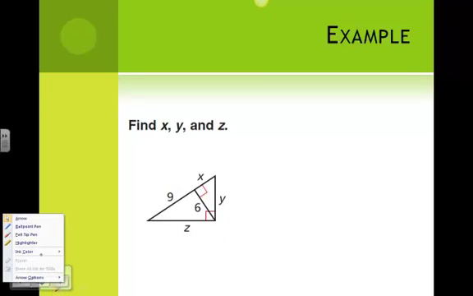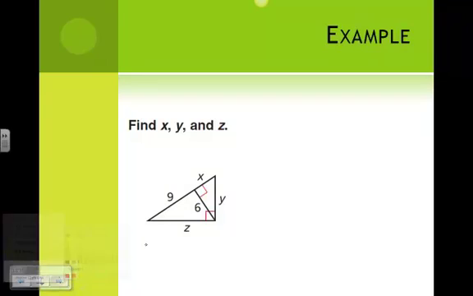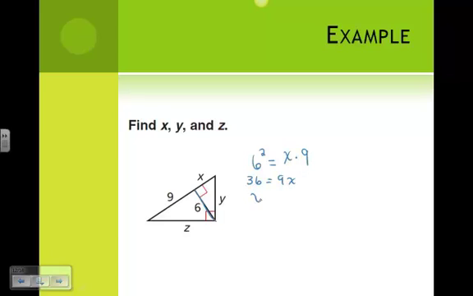Okay, here's our last example. We need to use the geometric mean to find x, y, and z. So this is oriented a little bit differently. But we still have our height here, which is 6. You can see the height here. And I'm going to do that one first because I know 6 is the geometric mean of x and 9. So 6 is the geometric mean of x and 9. So I get 36 equals 9x, and I get x is equal to 4. So I found the length of x.